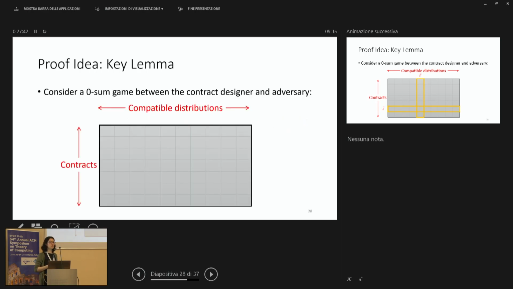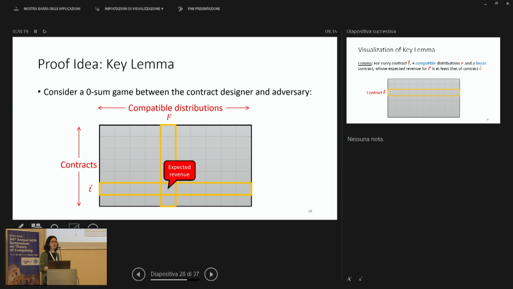Here's a visualization of that key lemma. The matrix I'm showing here is not the matrix of distributions in the contract setting. Rather, it's a matrix of a zero-sum game in which the contract designer is the row player and is choosing the contract. And the column player is this adversary, the kind of demon figure that I showed before, okay, choosing the worst-case compatible distributions. If I look at a contract, a strategy of the designer, and a compatible distribution, a strategy of this adversary, then I get expected revenue, which the designer is trying to maximize and the adversary is trying to minimize. So just a classic zero-sum game.